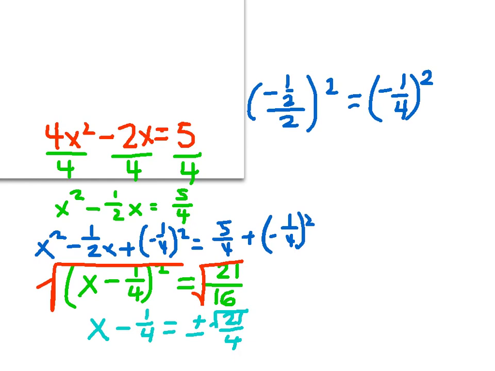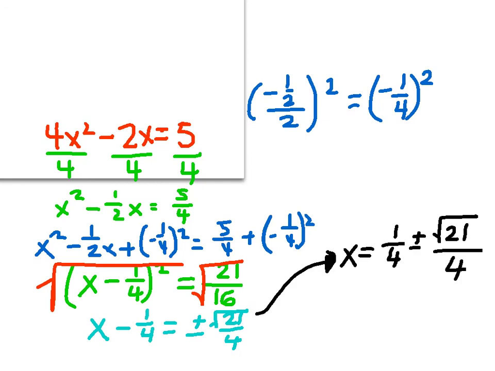equals the square root of 21 over 4. Because the square root of 21 I can't simplify any further, the square root of 16 is 4. And so now I can write my answer as x equals 1/4 plus or minus the square root of 21 over 4. And I'm going to leave it in this form because the square root of 21 does not further simplify unless you approximate it with a decimal.